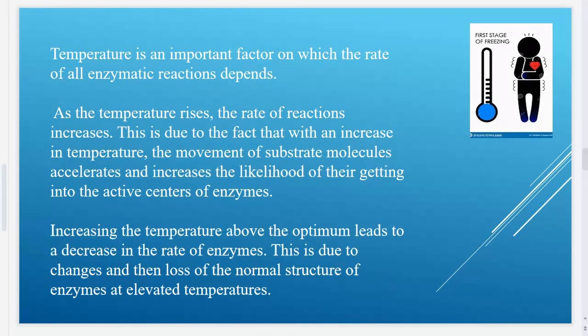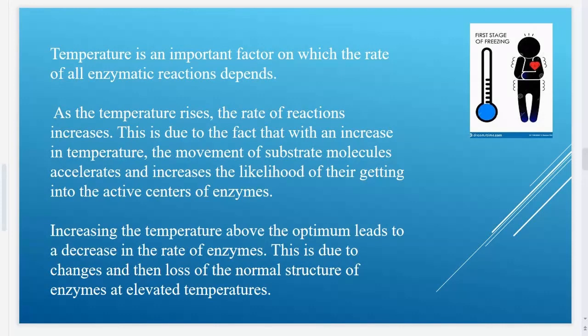The temperature that provides the highest reaction rate is called optimum. For most mammalian enzymes, this temperature is in the range of 30 to 40 degrees Celsius. Increasing the temperature above the optimal leads to a decrease in the rate of enzymatic reactions. This is due to changes and then loss of the normal structure of enzymes at elevated temperatures. That is, enzymes are very sensitive molecules to temperature changes.